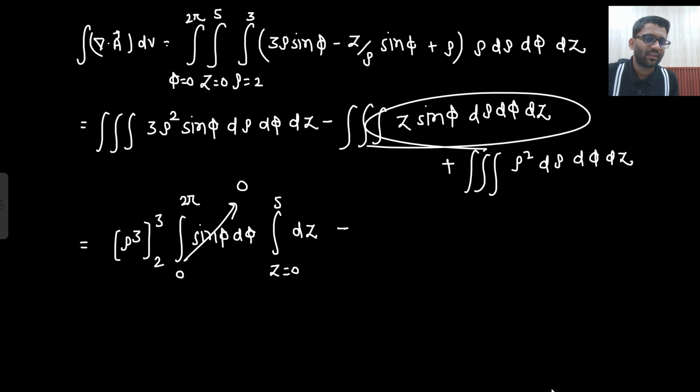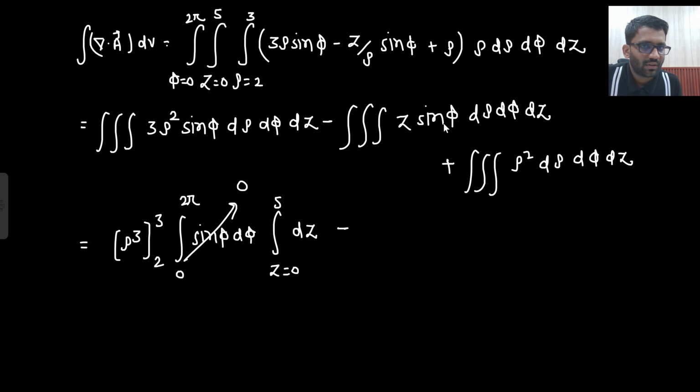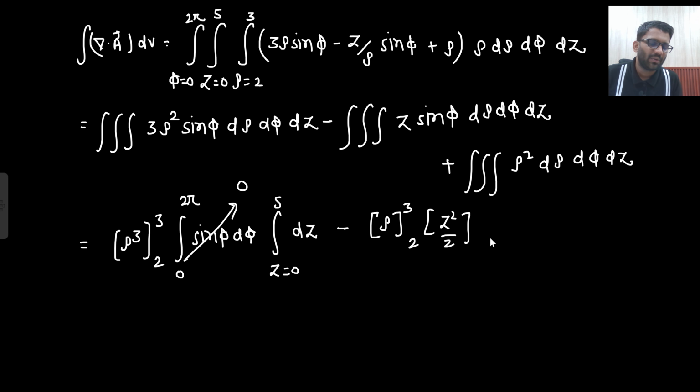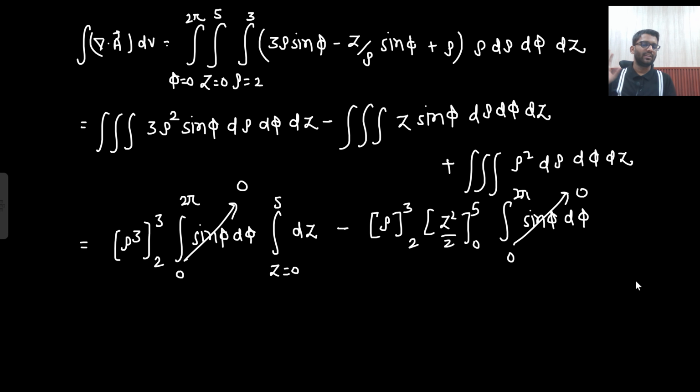Same goes for this term as well. Here also you are getting sine phi, no? In this term as well you are getting sine phi. What will happen is that integration of d rho will be rho, so rho will be going from 2 to 3. Z will be going from z into dz, z square by 2, from 0 to 5. But integration of 0 to 2 pi sine phi d phi will be 0. So again these two terms have gone to 0.